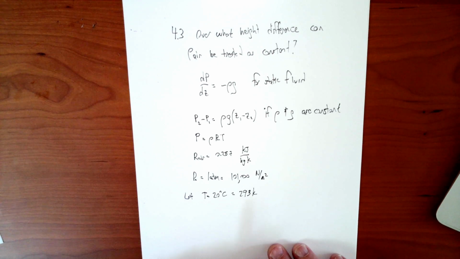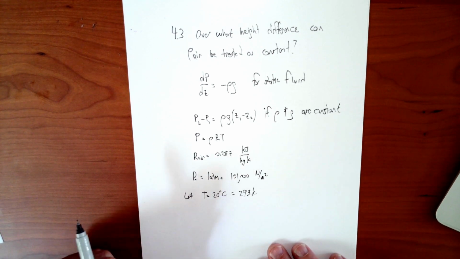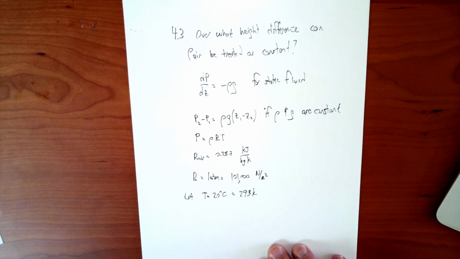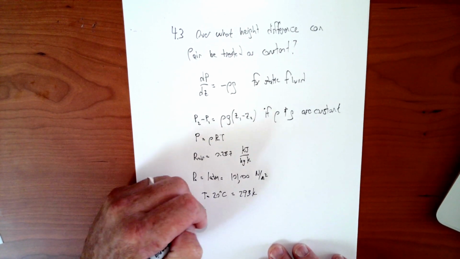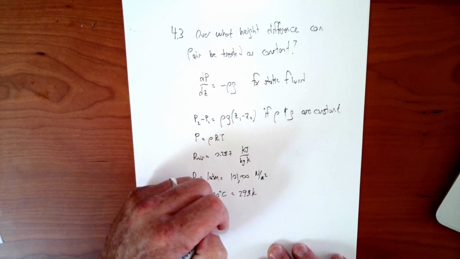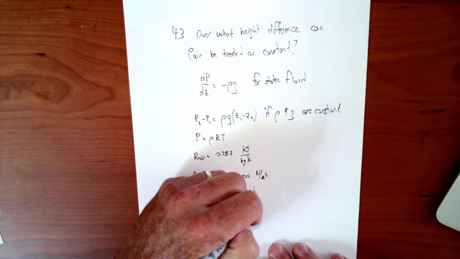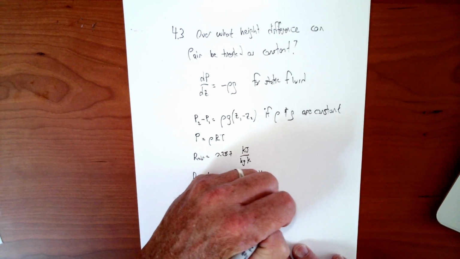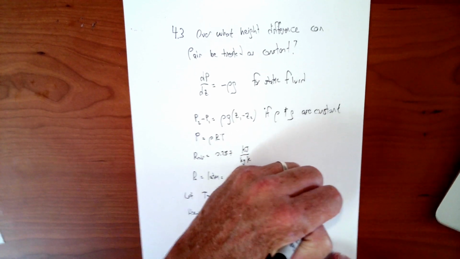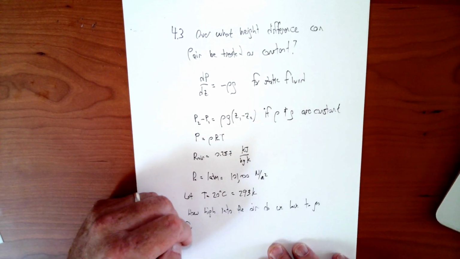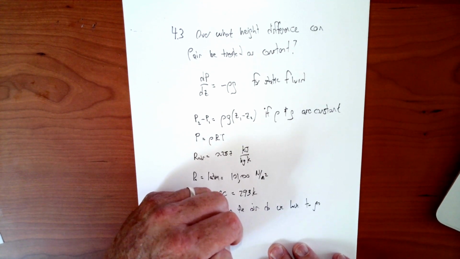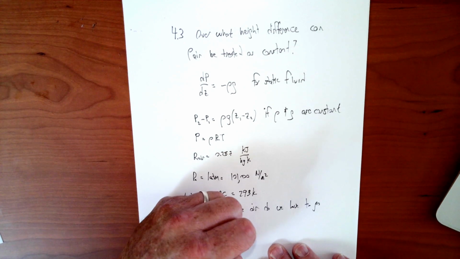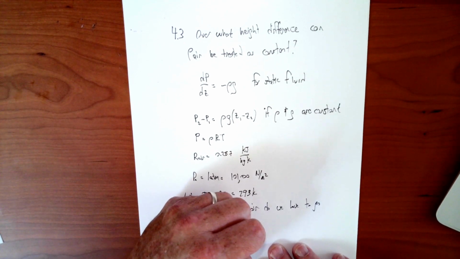And we want to find an H such that the density will be changed by 1%. So let's see how high we have to go. How high do we have to go into the air for rho to equal 0.99 of rho at ground level?